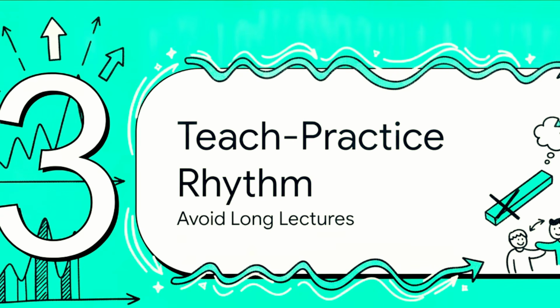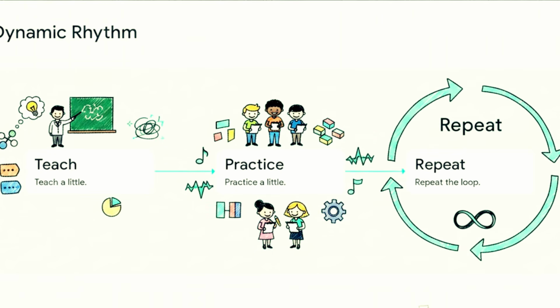Now that you have them hooked, let's look at section 3, the teach-practice rhythm. This dynamic rhythm is literally the heartbeat of an engaging classroom. Step 1, teach a little. Step 2, practice a little. Step 3, repeat the loop. We absolutely have to abandon the idea of lecturing for 30 minutes straight. Instead, introduce a concept, say finding the common denominator, for just a few minutes. Then, boom, you immediately hand the baton over to the students. Let them practice that one specific bite-sized skill. Once they've got it, you take the baton back, teach the next small step, and let them practice again. Constantly shifting the energy like this keeps momentum incredibly high and stops anyone from zoning out.